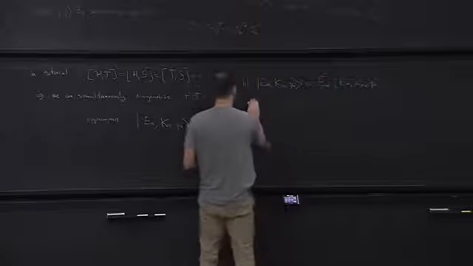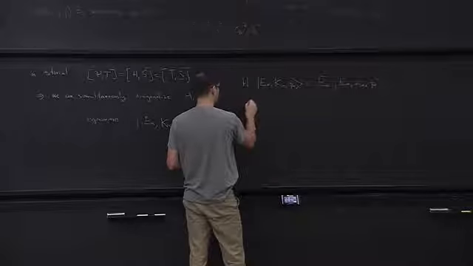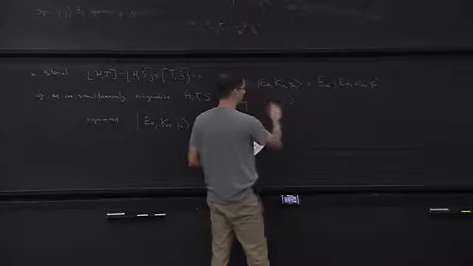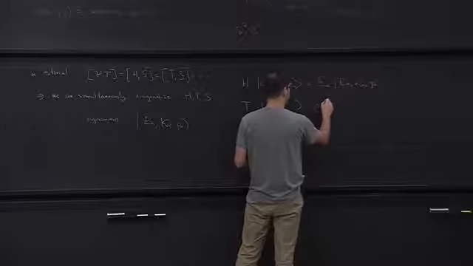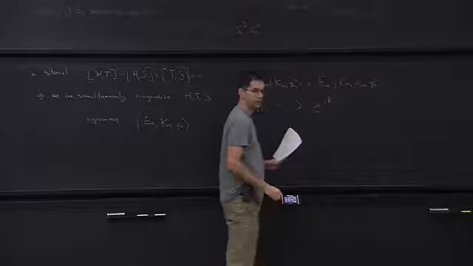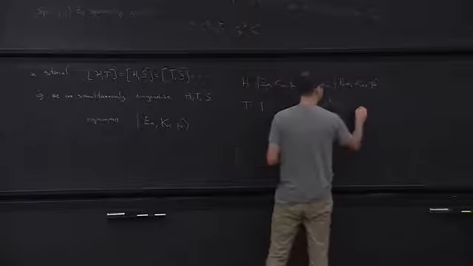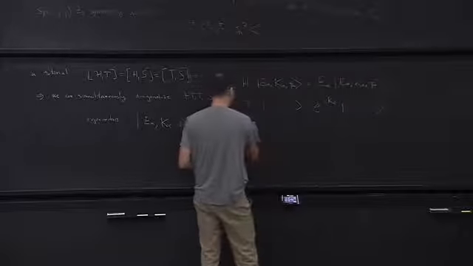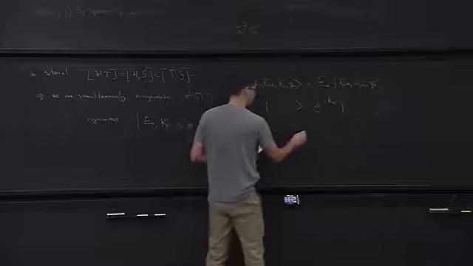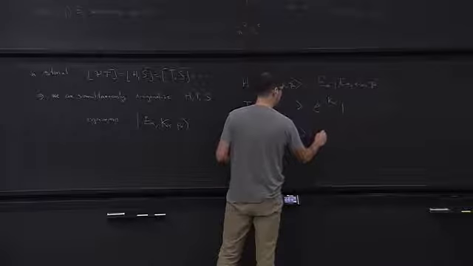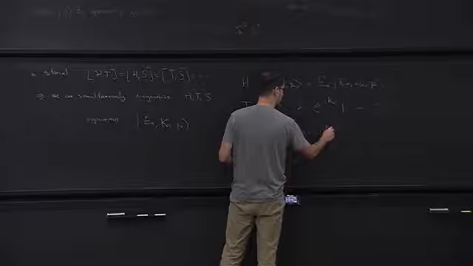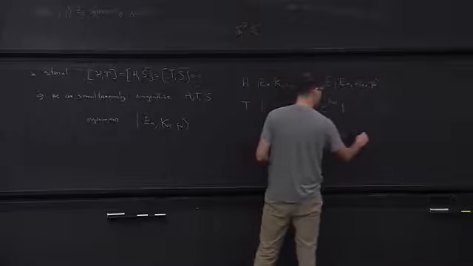And then if we act with the translation operator, what it's going to do to this state is produce a phase given by precisely this momentum. And similarly, if we act with the symmetry operator, it's going to produce a plus or minus 1, depending on this value of p.